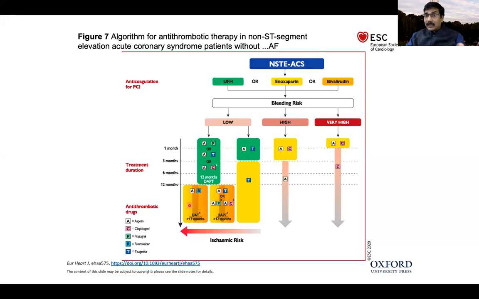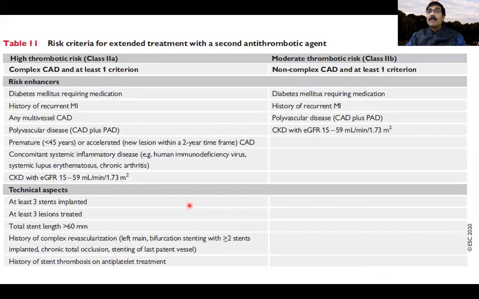Now you can use one of these therapies. Now, when do you use what? So far we have been speaking about this only in the chronic coronary syndromes. Now, 1 year afterwards, it is clearly discussed now, you can start using these drugs too. Now, how do you classify these patients? The clear understanding is that those patients with high thrombotic risk, the risk enhancers are going to be diabetics, recurrent myocardial infarction, multivessel CAD, polyvascular disease, meaning the coronary and peripheral vascular disease, early premature coronary artery disease, concomitant inflammatory disorders, SLE, CKD, these are all technical issues.